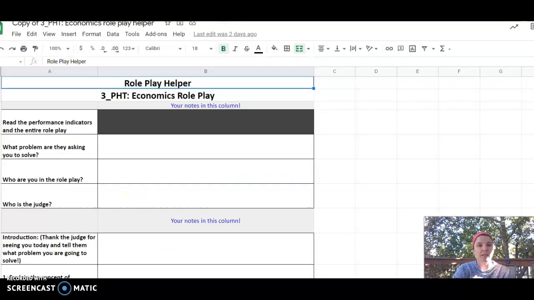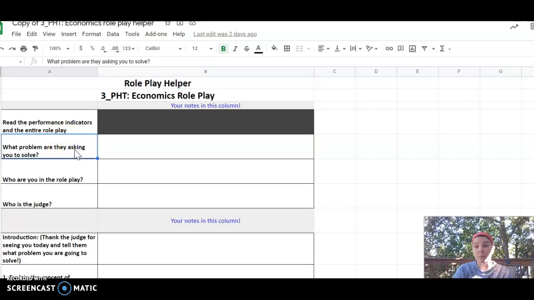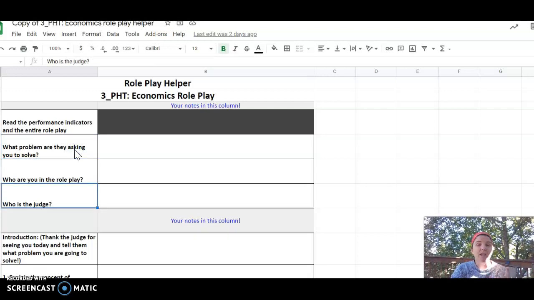I've already opened that up, so let me switch over so you can see what's going on. In a role play helper, we're trying to help you feel really good about how you do this. The first thing we ask you are some really basic questions. In the role play, what problem were they asking you to solve? Who are you in the role play? And who is the judge? The role play is always going to let you know who you are and who the judge is.